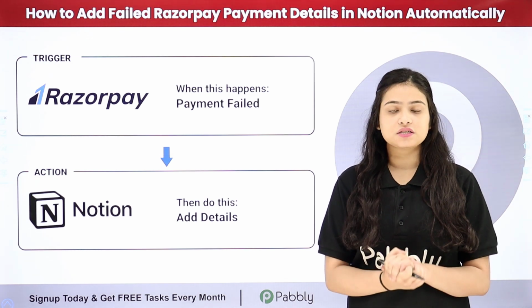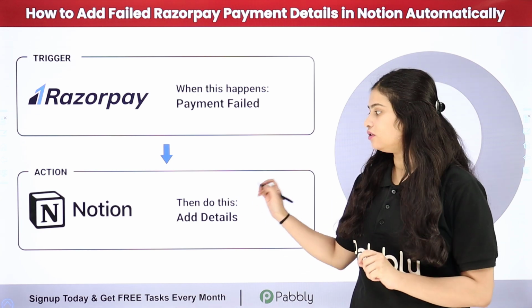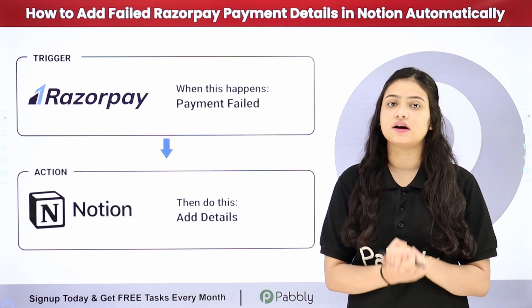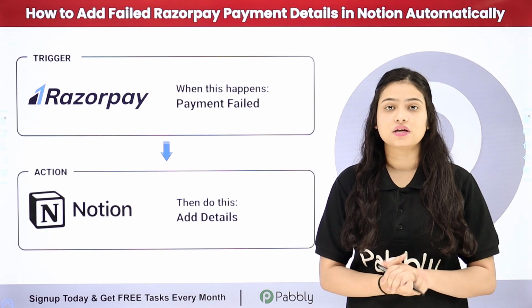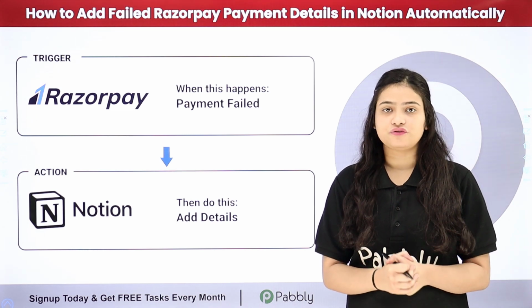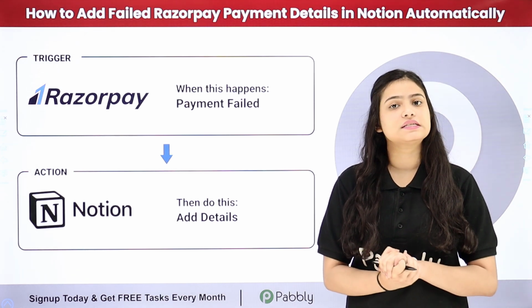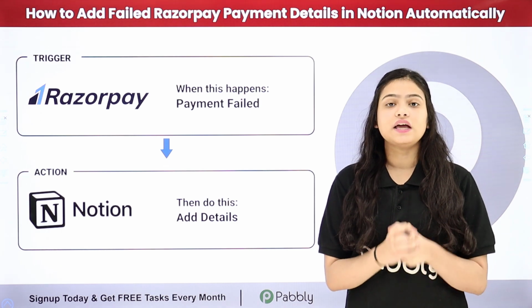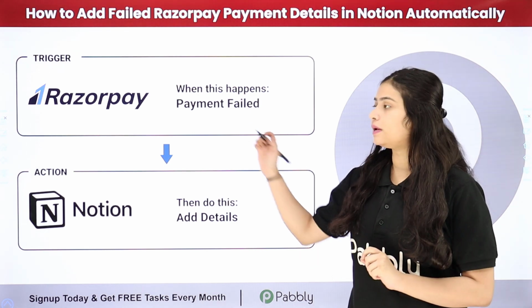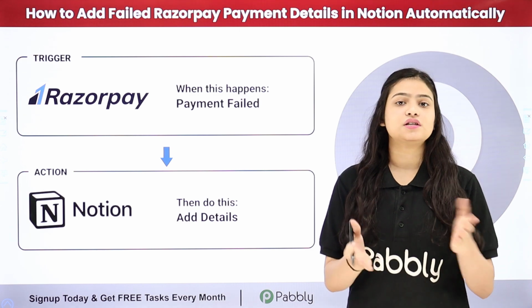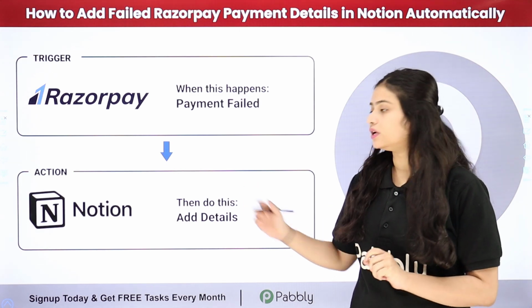Therefore, I want to create a systematic record of all these failed payments in Notion so that I will be able to follow up with the customers and resolve the issues. But doing it manually is going to take a lot of time. Therefore, I want to simply automate this entire process in such a way that every time a payment fails in Razorpay, the details of that payment and the customer will automatically be recorded in Notion.